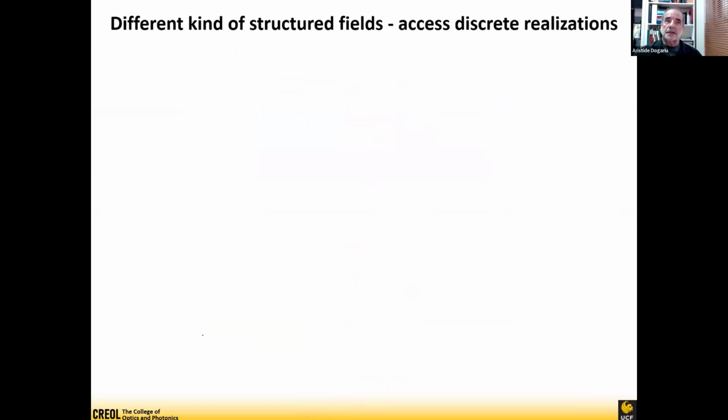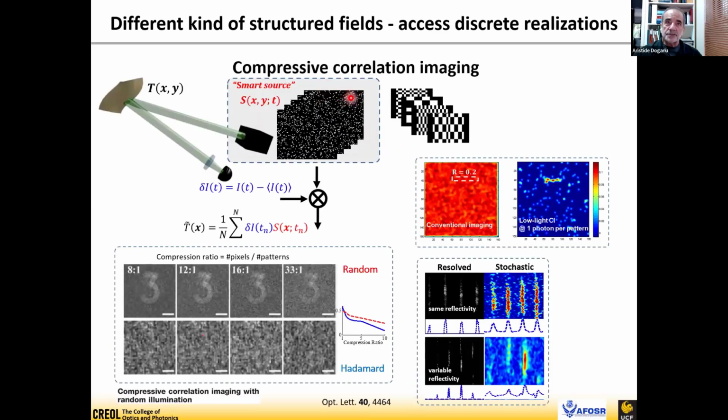Let's see another type of structured field in which one can have access to individual discrete realizations of the field. Before, we had access only to the ensemble average of these realizations. But now, if I have access to individual realizations, I can produce a discrete correlation between the excitation field and the recovering target. And that allows me to image with a very good compression ratio.